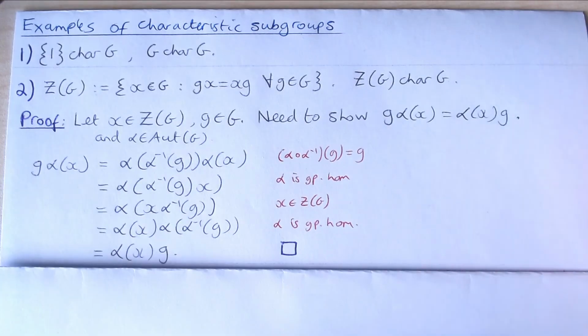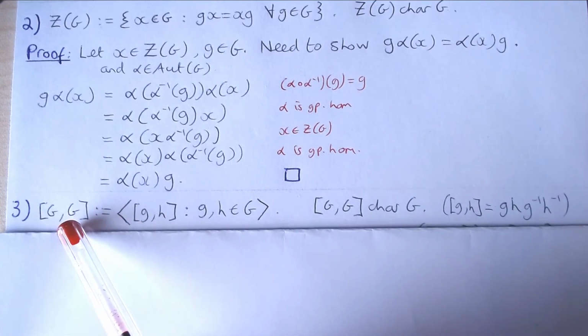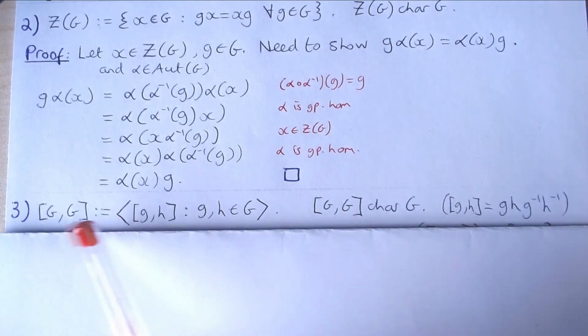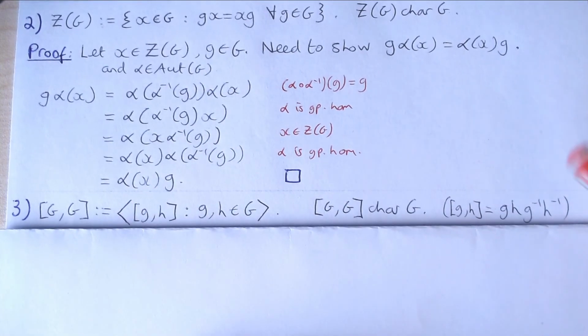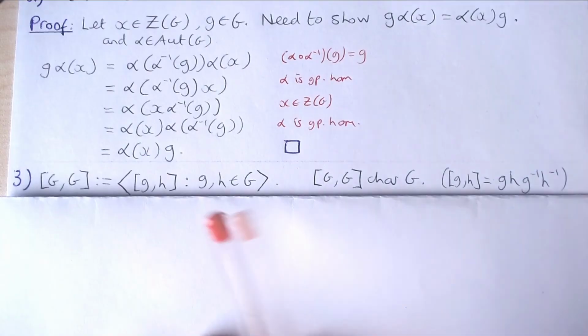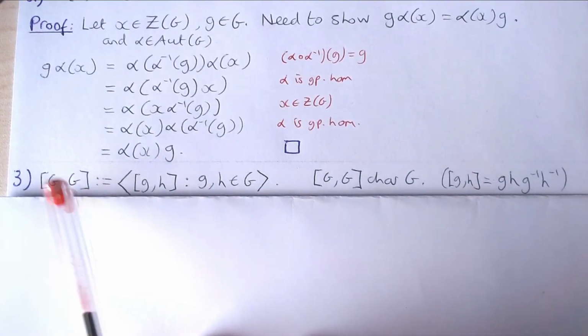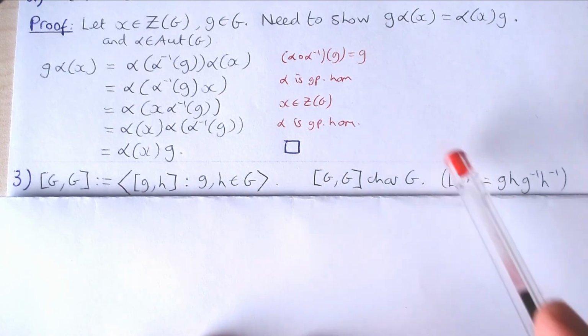For our next example, we will show that the derived subgroup of G, also called the commutator subgroup of G, is characteristic in G. Recall that the derived subgroup of G is the group generated by all of the commutators of G. These are all of the elements of the form g h g inverse h inverse for elements g and h of our group G. Note, to show that the derived subgroup is characteristic in G, it suffices to show that the image of any generator under any automorphism of G is contained in the derived subgroup of G.